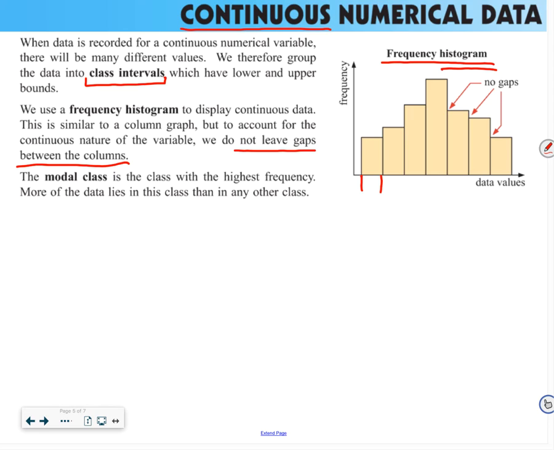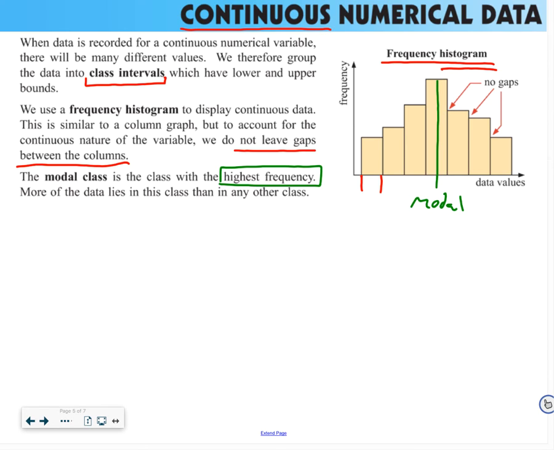Okay, we might be asked what the modal class is, and the modal class is the one with the highest frequency. So the highest frequency, this here would be our modal class for that graph.